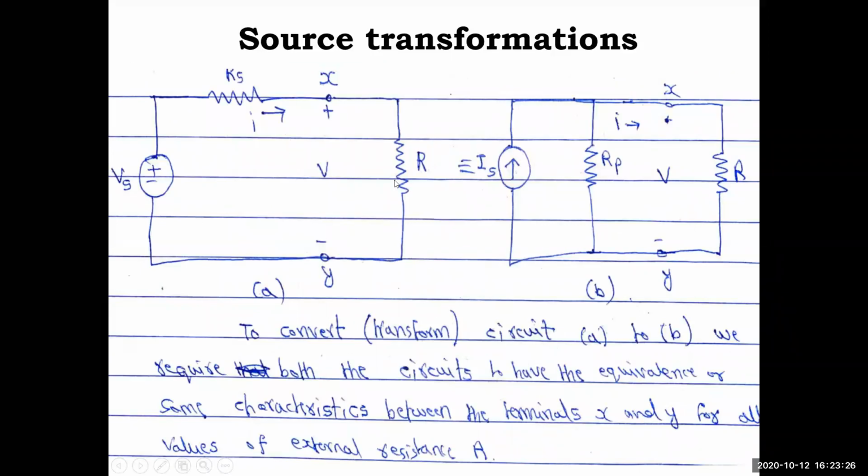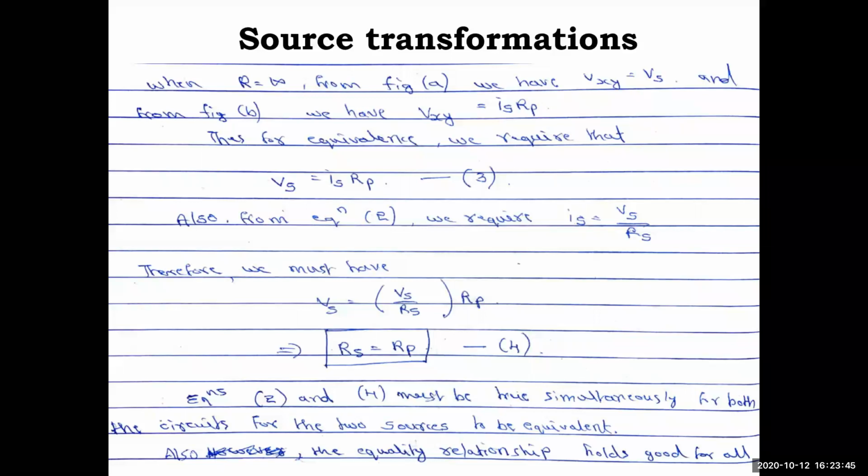So now if I make this open circuit, what is the voltage coming across this? Whatever voltage you applied here will come here in circuit A. Whereas in circuit B, this is again an open circuit. So Vxy is nothing but current times resistance, Is into Rp. That is what is written over here. Vs is equal to Is into Rp, or Is is equal to Vs by Rp.